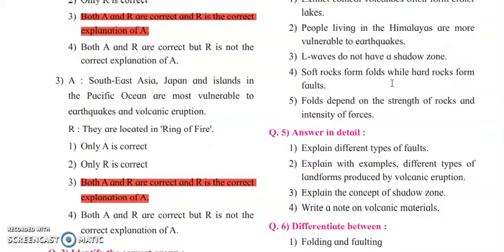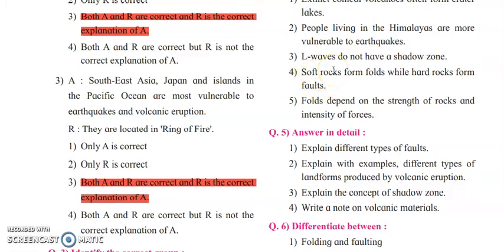Next, soft rocks form folds while hard rocks form faults. Now, rocks also have the quality of ductility. Whenever there is a ductility quality, the rock starts molding. You can take an example of gold. Gold we can mold into any small design. In the same way, if you exert a lot of pressure on some of the rocks, they have the quality of elasticity, they have the quality of ductility which makes them fold. So such rocks are soft rocks.